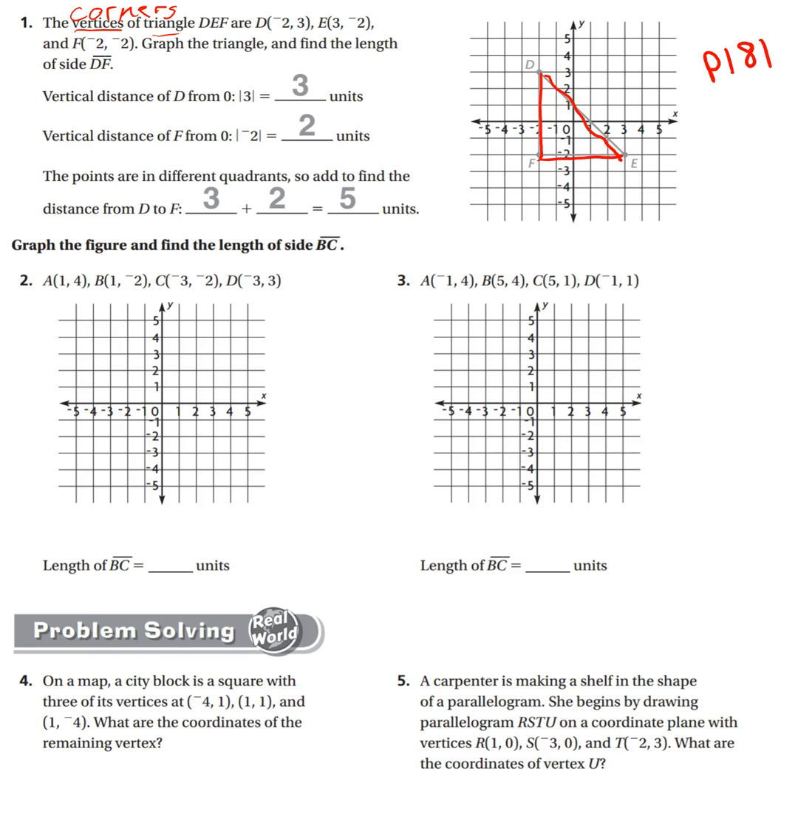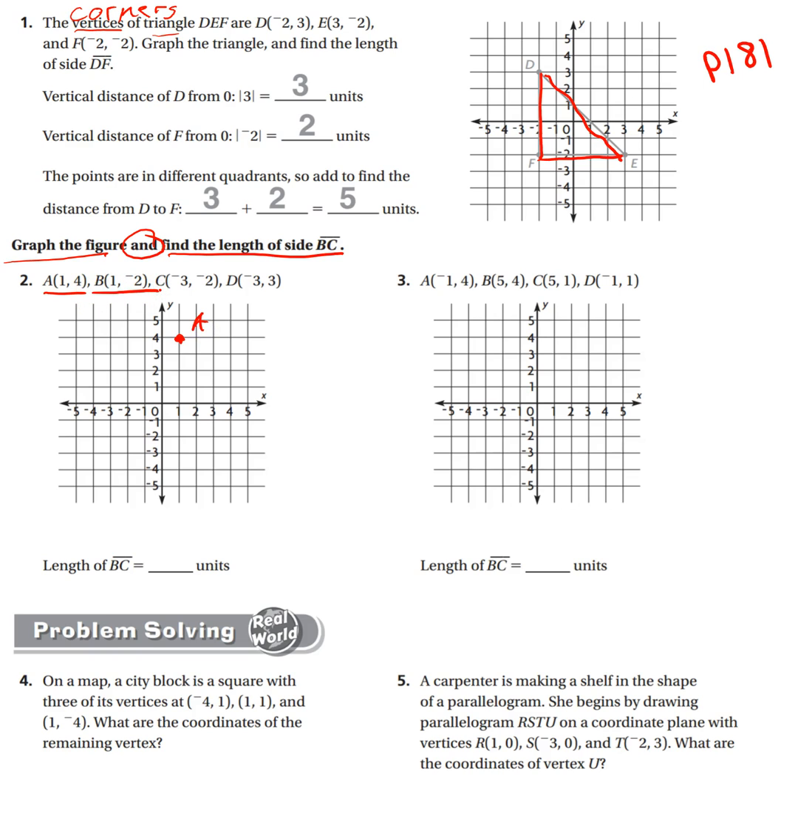And that's it. Okay, let's do number 2 now. Graph the figure, so you're doing two things, and find the length of BC. Okay, so the first one, A, 1, 4. Start at 0, 0, the origin, run 1, go up 4, so that's going to be my A.